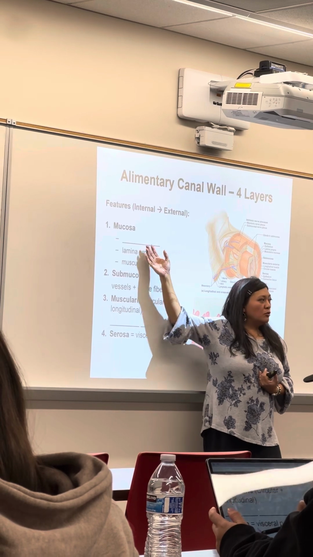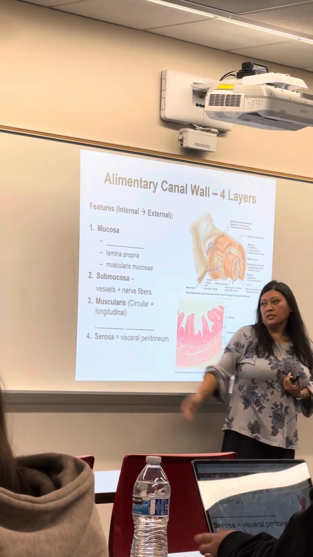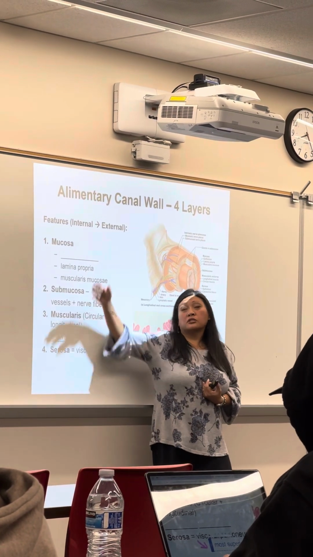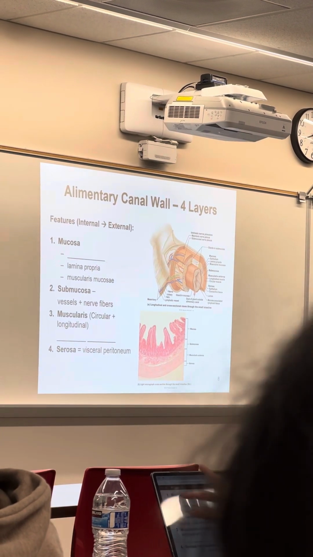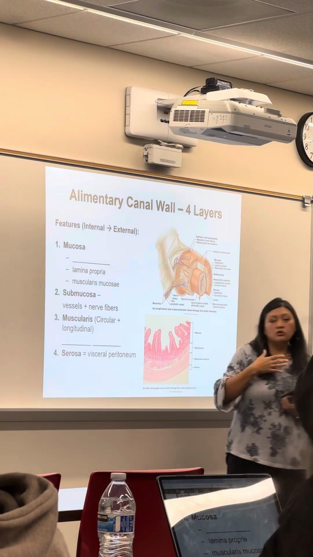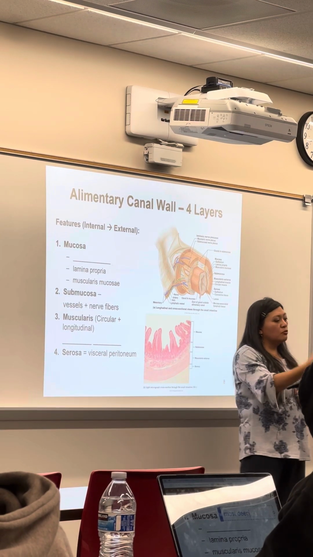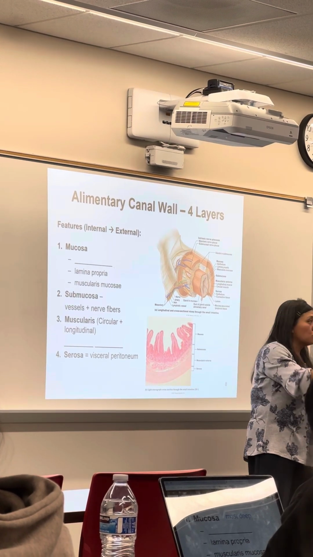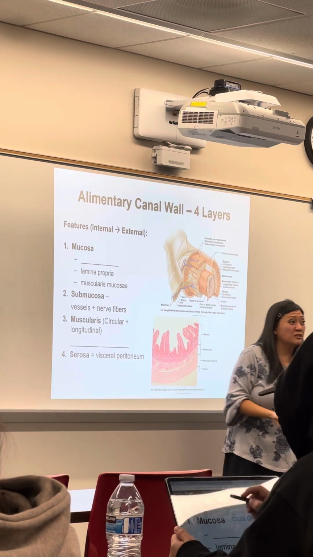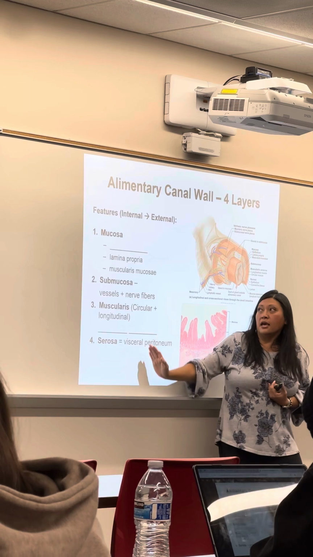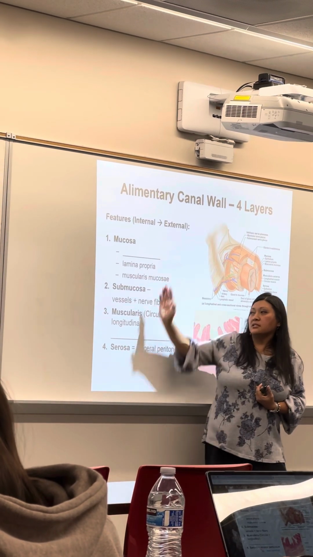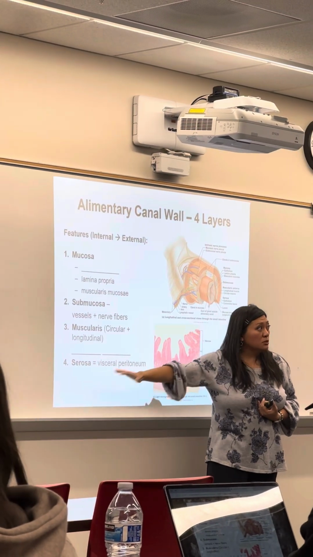What is the layer that will be in direct contact with food? Is it going to be the serosa or is it going to be the mucosa? The mucosa is the one in direct contact with food. So when we go superficial to deep, that really means if you were given, let's say, an intestine and you had to cut through it, what is going to be the first layer that you will cut? The serosa is the first layer that you will cut, and then you'll work your way in. So let's fill in the blanks. Let's go actually from superficial to deep.